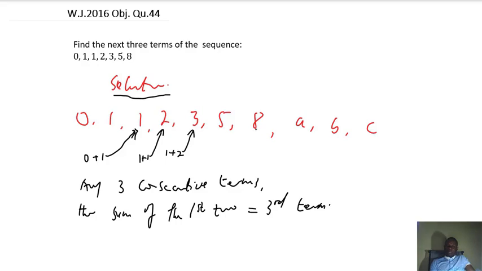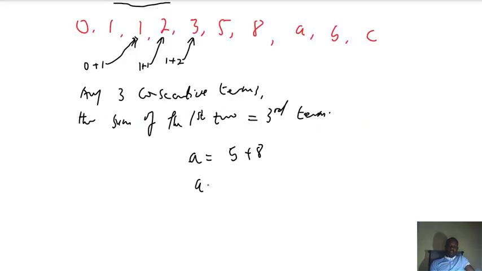So the same thing when you consider 5, 8, A, meaning A will be equal to 5 plus 8. We are going to get A to be equal to 5 plus 8, which will give us 13. So we have A to be 13.